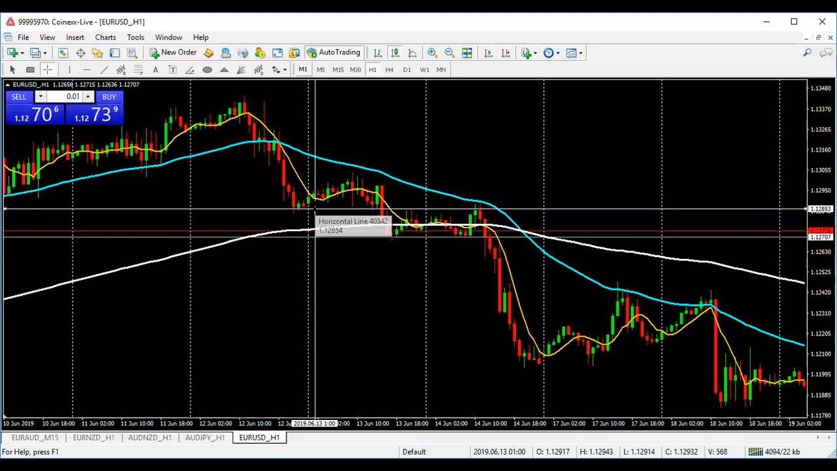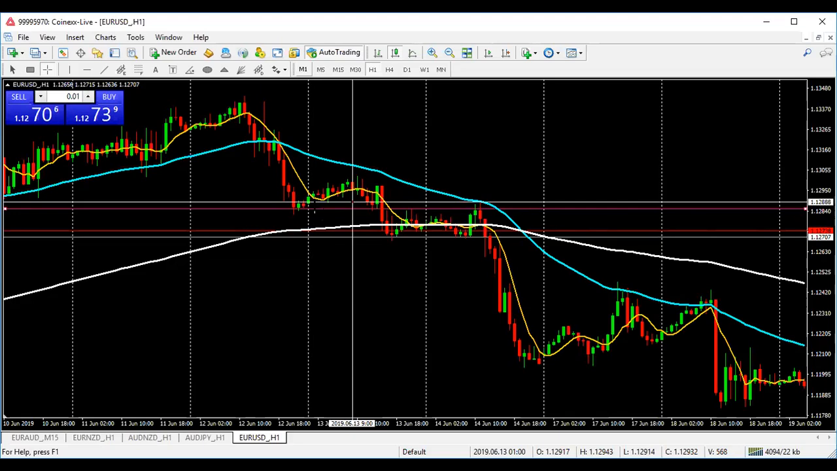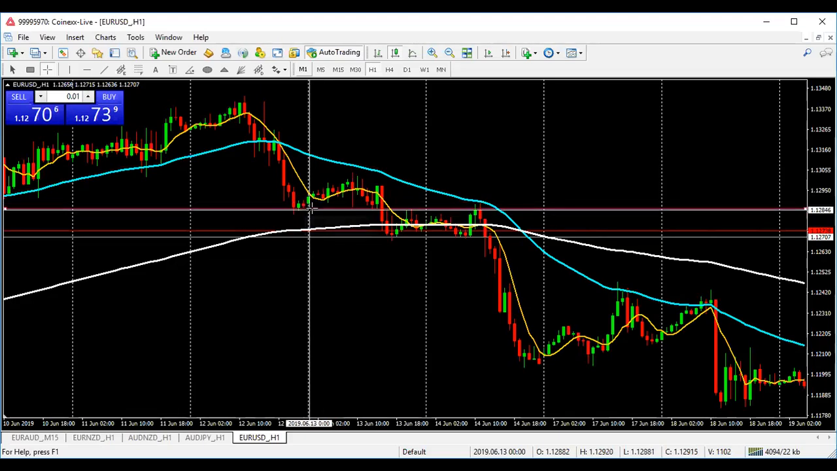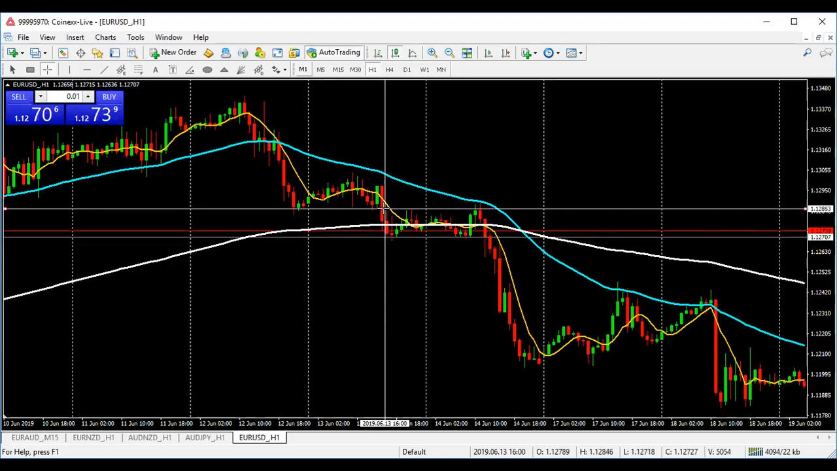Right before it closed, don't set a pending order. It's 2 o'clock. You don't set nothing right there. But anyways, this is what happened. It dropped. We've still been in profit. 72 pips.